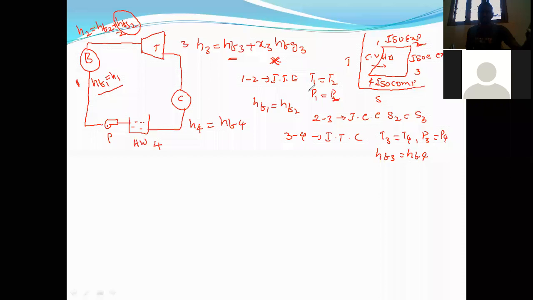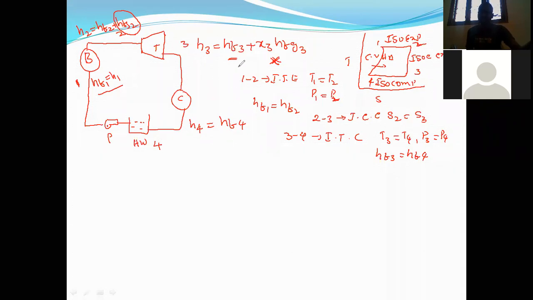What are the conditions we wrote here? 1 to 2 is isothermal, so we write T1 is equal to T2. We know the conversion process is at constant pressure, so P1 is equal to P2. In 1 to 2, we are not going to touch the sensible heat, so HF1 is equal to HF2. When you come to 2 to 3, it is an isentropic process, that means entropy is constant, so S2 is equal to S3. When you come to 3 to 4, it is isothermal compression, so T3 is equal to T4, and the condensation process is at constant pressure, so P3 is equal to P4. In the conversion of steam into water, we are not touching the sensible heat, only removing the latent heat, so HF3 is equal to HF4.